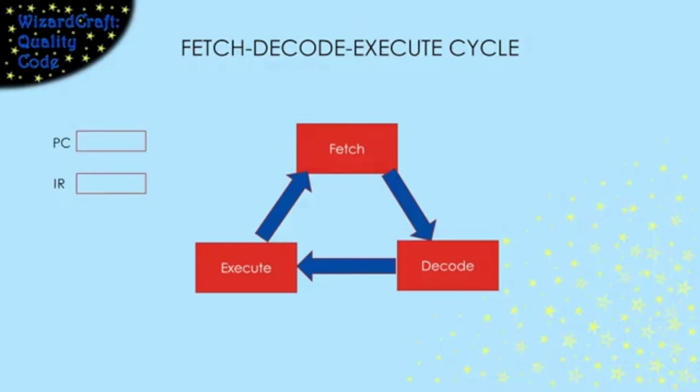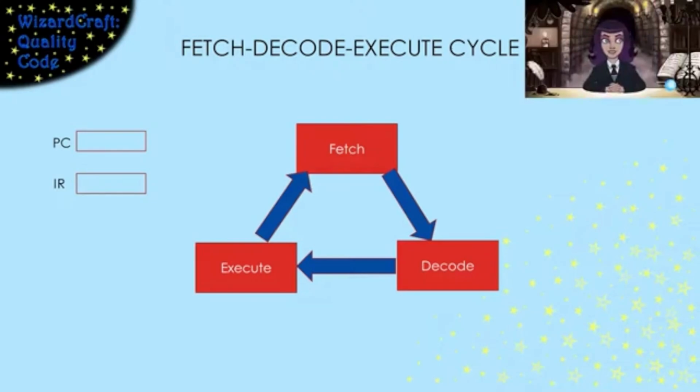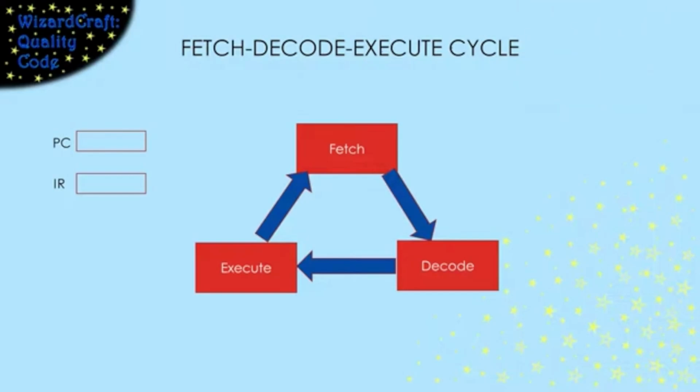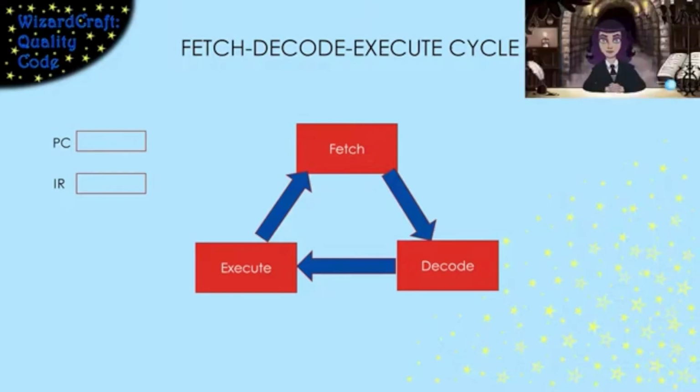There are two registers that are important for this cycle to work. Remember, registers are a set of special purpose storage locations that are inside the CPU. The program counter, or PC, holds the address of the next instruction, and the instruction register, IR, contains the instruction that we are currently working on. So the fetch part of this is essentially: read the memory location the program counter points to and store that data into the instruction register.